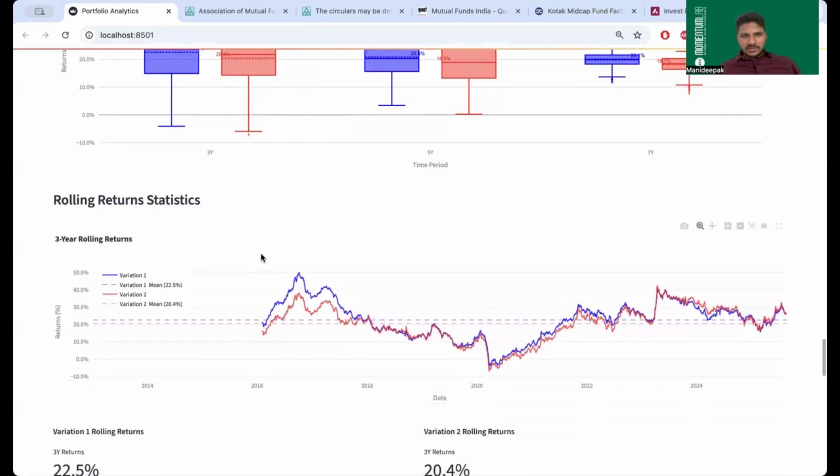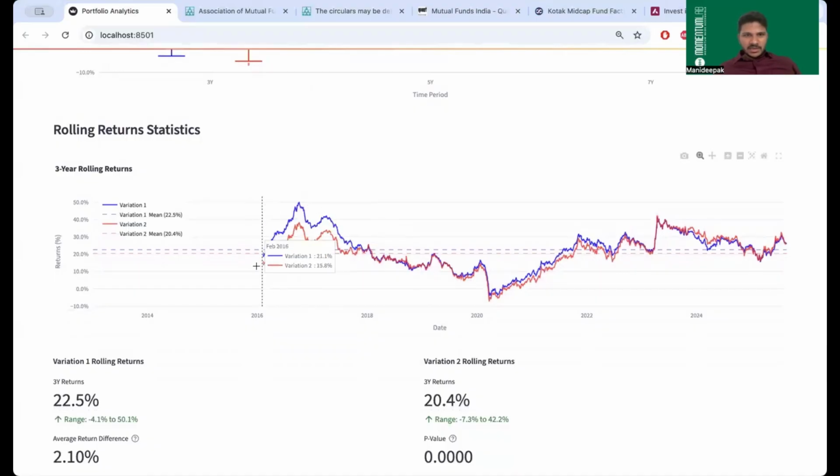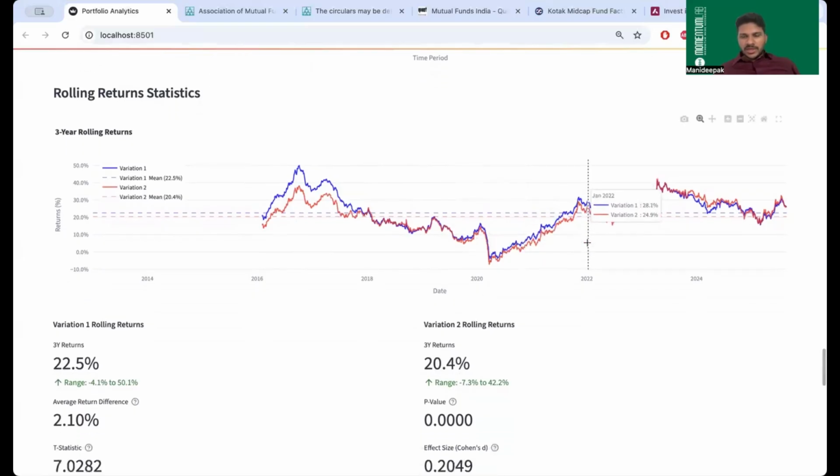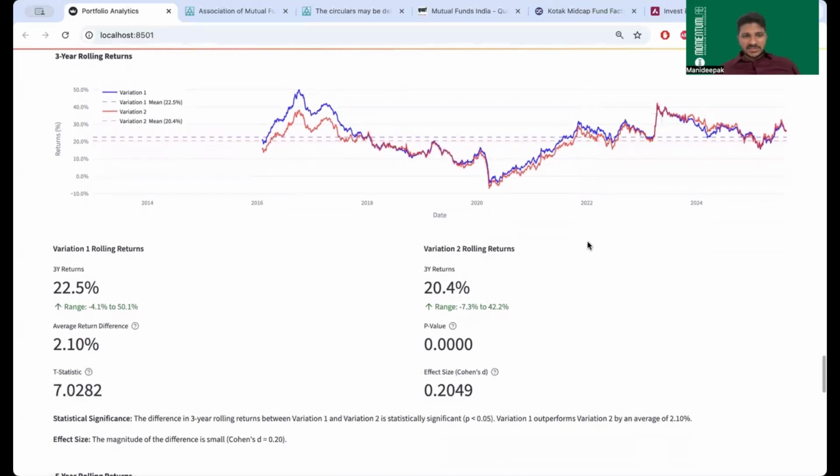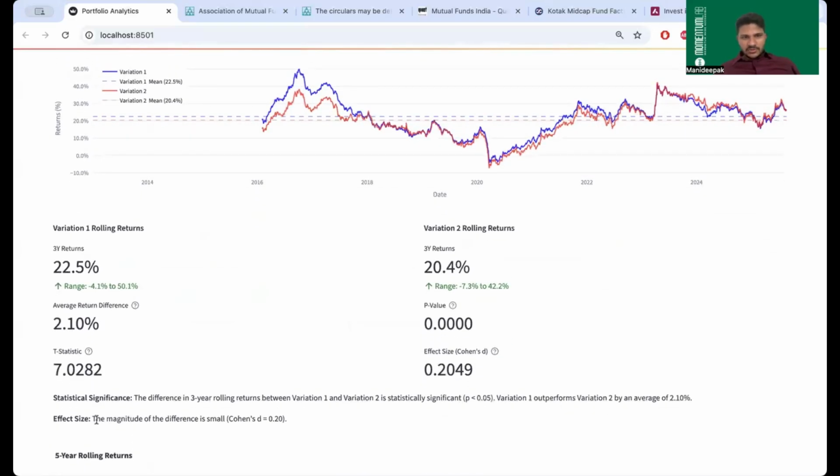So let's look at the rolling returns on a timeline. If you see the timeline here, initially it was doing well. Thereafter, it's almost very close to the benchmark in terms of 3-year rolling returns. As a result, you can see that it is saying that while the difference is statistically significant, the magnitude of difference between the midcap fund and the benchmark is small.